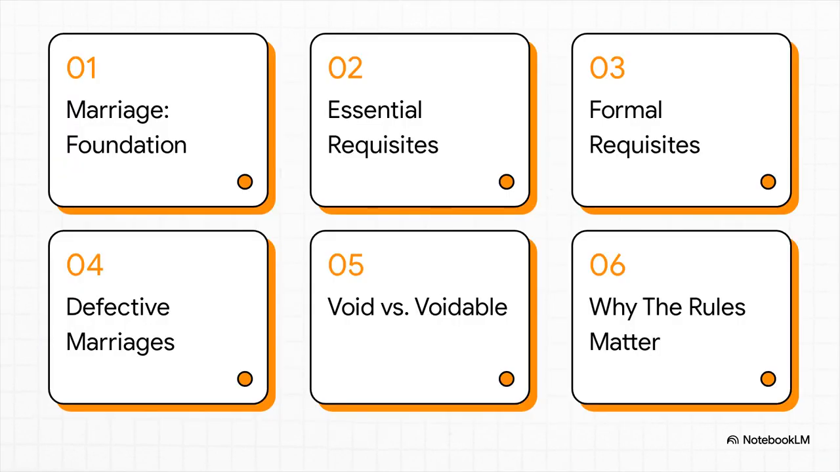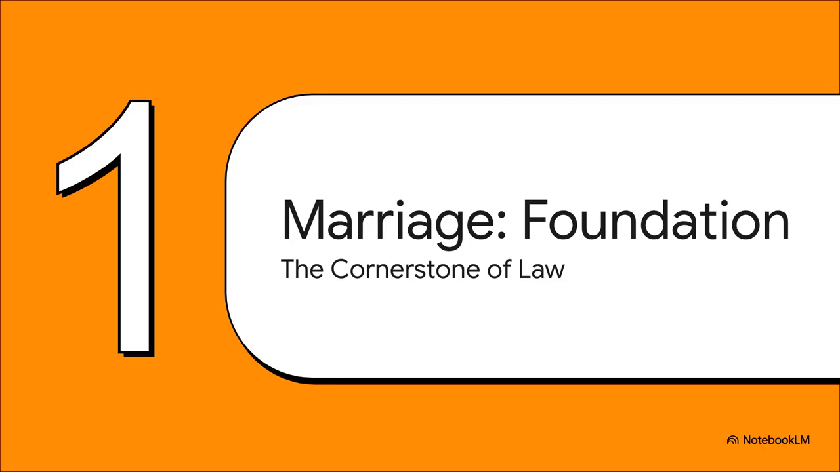So here's our game plan for this explainer. We'll start with the basics, what makes marriage so special in the eyes of the law. Then we'll get into the nitty-gritty, the who and the how, which are your essential and formal requisites. After that, we'll see what happens when things go wrong, tackle that super important distinction between void and voidable marriages, and then wrap it all up with why any of this stuff matters in the first place. Okay, let's lay the groundwork.